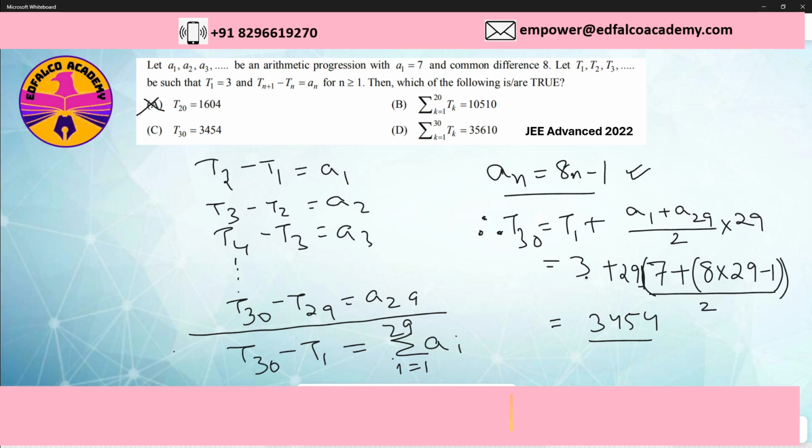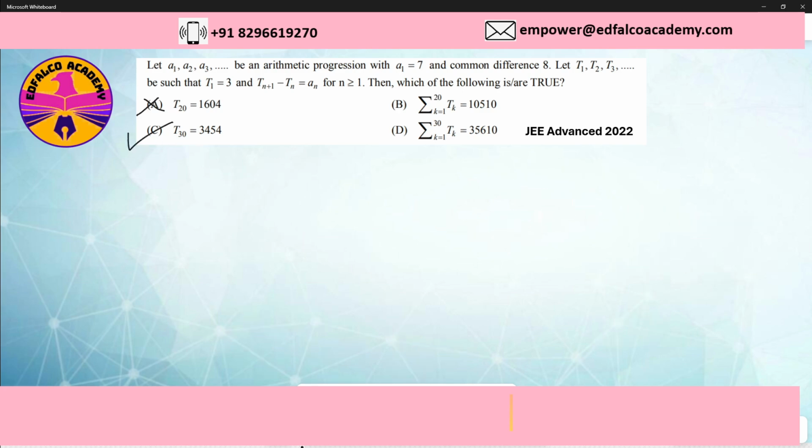So T1 के जगह पे 3, a1 will become 7, and a29 is nothing but 8 into 29 minus 1, and we can put all these values in this expression. You will see that you will get 3454, which is the value that is given over here. So option C is correct. आइए अब देख लेते हैं ऑप्शन B और D को भी साथ में.